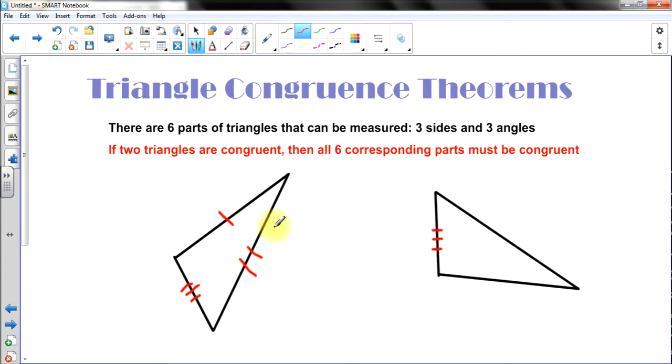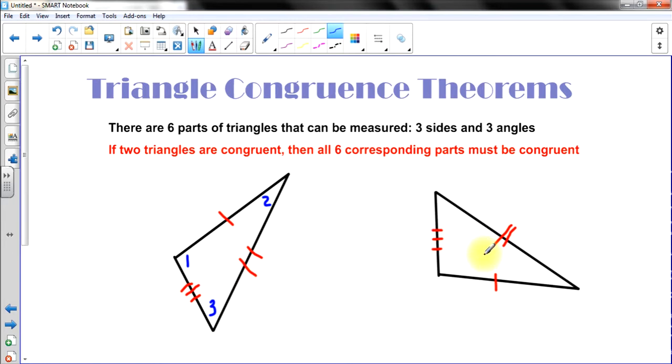Okay, this looks like the longest side here with the two marks. This looks like the longest side here with two marks. So this would be the second side, therefore it forces this one to be corresponding to the third side. So there's our three sides. We have angles as well, so maybe like angle 1, angle 2, and angle 3. So there's the other three parts that make up the triangle's six parts.